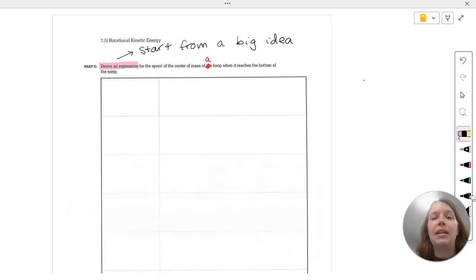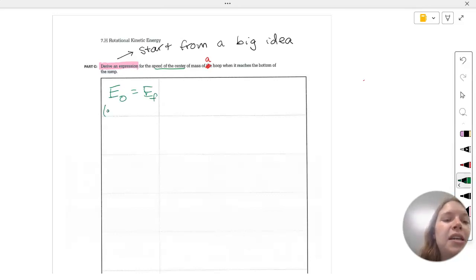So we're going to look at conservation of energy to determine the speed of the center of mass of any rolling object, but a hoop when it reaches the bottom. We've got something that starts at the top and ends at the bottom. Often we'll just say that the kinetic at the top equals the potential at the bottom. So conservation of energy generally is E0 equals EF. In this case, E0 would be at the top, and EF would be at the bottom of the ramp. So that's conservation of energy.